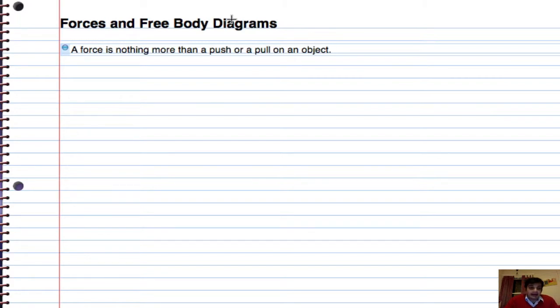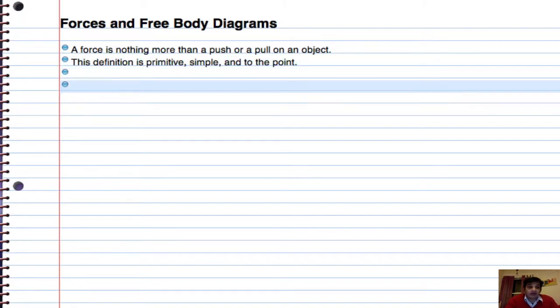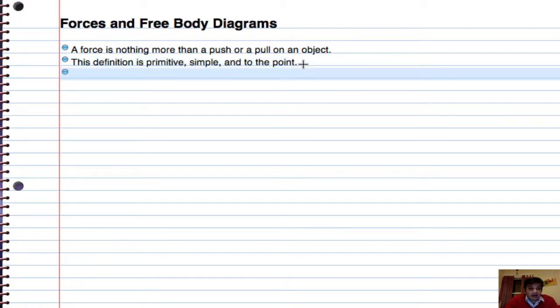So I just want to be clear. This definition is primitive, simple, and to the point. What I don't want to get into in AP Physics is a debate on, oh, well, what are forces really, and what does this mean, and all that kind of stuff. Let's talk about examples of forces.